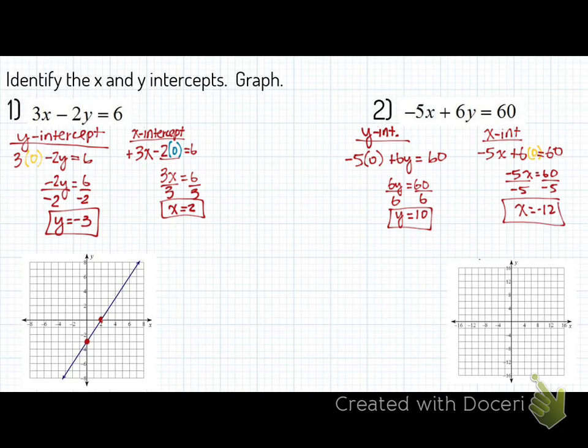Okay? So I got two intercepts. I'm going to go to the y-axis and put 10 down. So I'm looking at my y-axis, counting up to 10 right here, and I'm going to put a point there. And then I'm going to go to my x-axis at negative 12 and put a point to the left here. And then draw a line through them. Kind of looks like it, right?